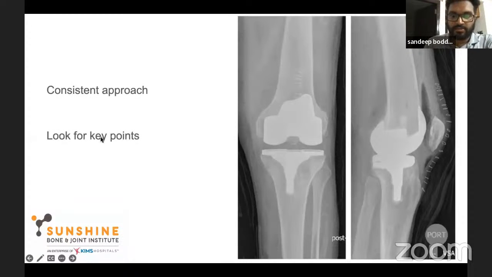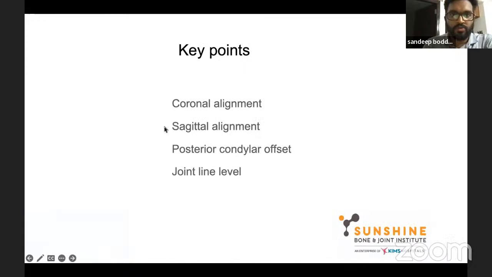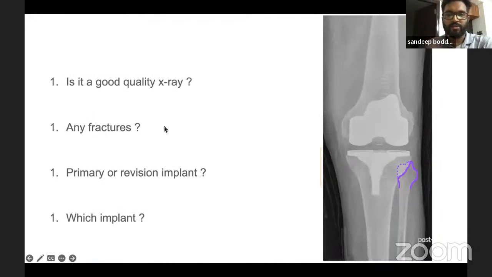And look for key points. One is coronal alignment, sagittal alignment, posterior condylar offset and joint line. So on the right side, we have an example X-ray. We'll be discussing the same X-ray all throughout for uniformity.